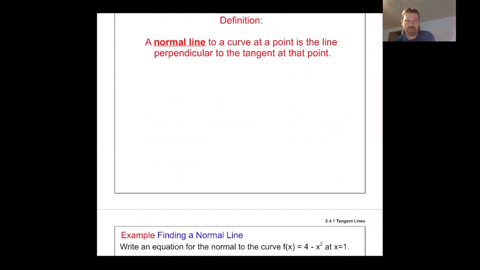We are almost done. There's something called a normal line. A normal line to a curve at a point is a line perpendicular to the tangent at that point. In other words, it's the exact same thing as a tangent line, except it's got a perpendicular slope. It's off by 90 degrees. So I'll give you a graphical interpretation.